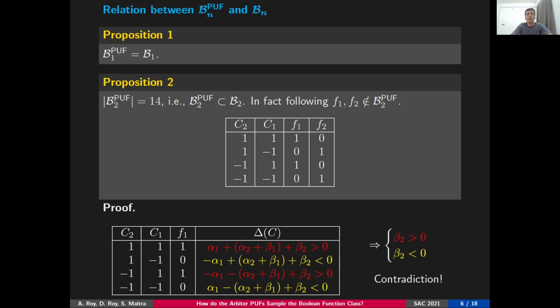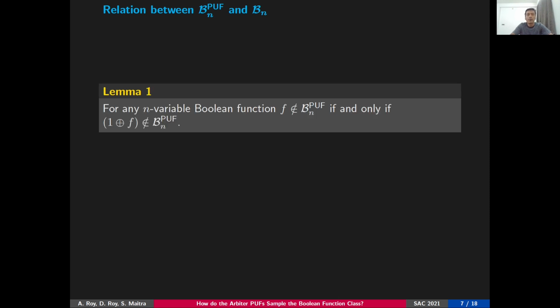Now from this truth table you can see that f1 and f2 are complement to each other. Now from this observation we have proved that if a Boolean function f is not present in the Bn PUF set, then its complement will also not be present in the same set. So that means if f does not belong to the Bn PUF set, then f complement will also not be in the set Bn PUF.